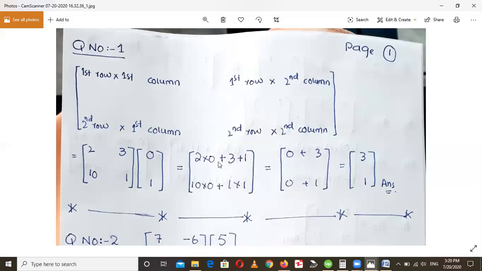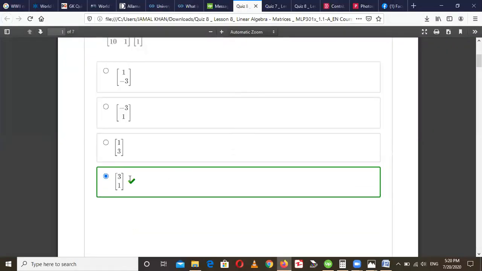Sorry, this is not an addition, this is a multiplication sign, I made a mistake here. This is the multiplication symbol. So this will become 2 zeros are 0 plus 3 ones are 3. So 0 plus 3, 3. And 10 zeros are 0 plus 1 multiplied by 1, 1. So 0 plus 1, 1. This is your answer and this is your correct option here: 3 and 1.